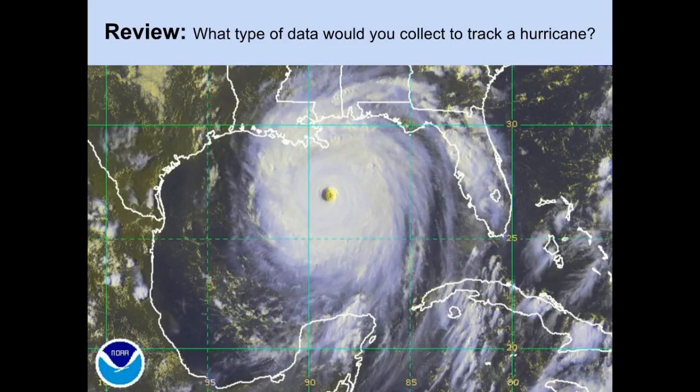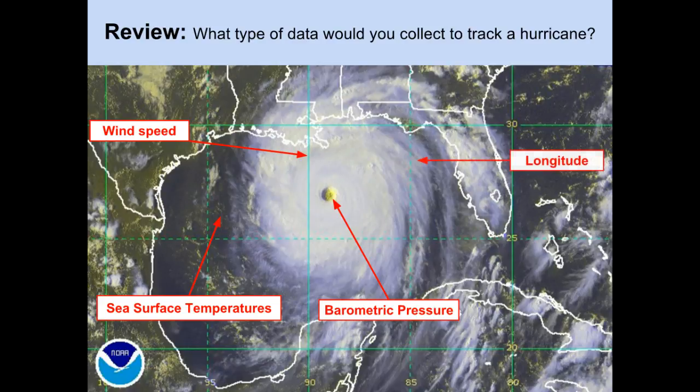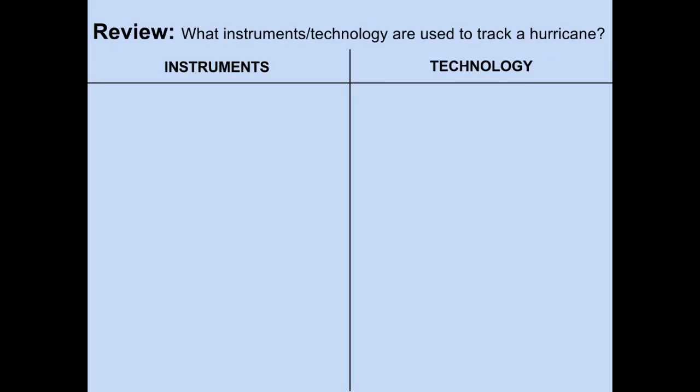So a little review. What type of data would you collect to track a hurricane? And there's a lot of different data you would track. You would track things like wind speed. You would track sea surface temperatures because that's what's going to feed the hurricane. You would track barometric pressure because that tells you how low the pressure system is. You would track longitude and you would track latitude. And then also geographic location. So longitude and latitude will give you geographic location. So all of these different things you would track a hurricane.